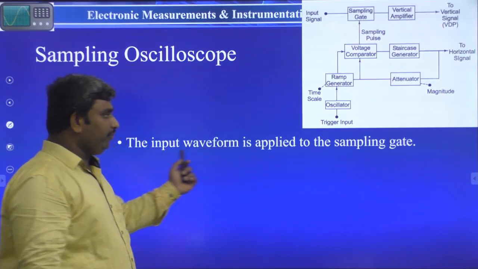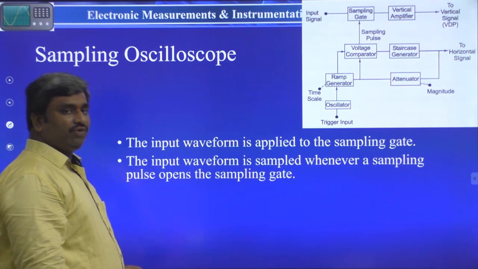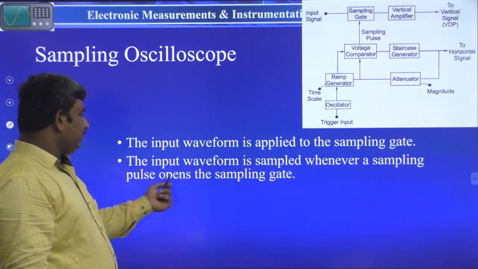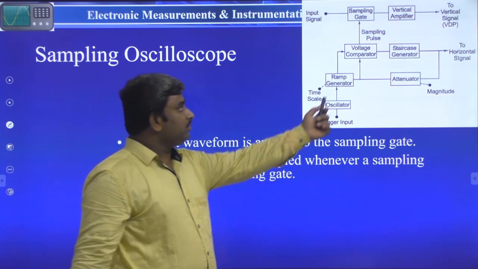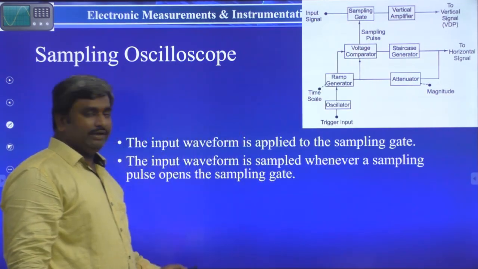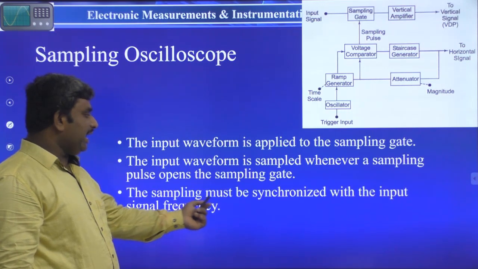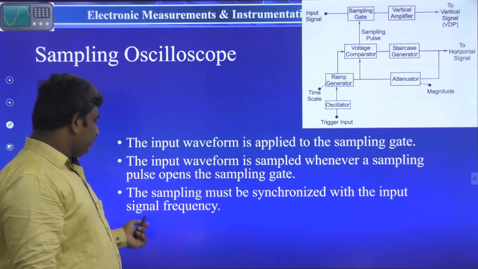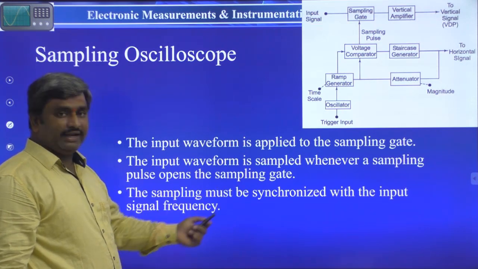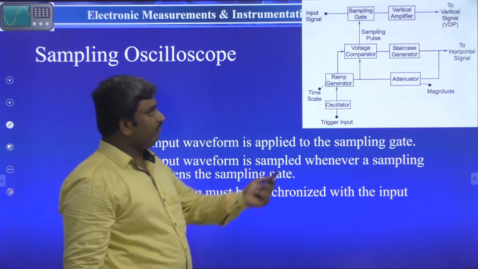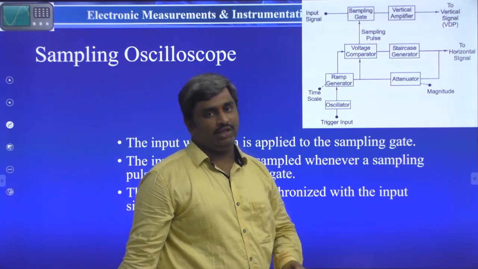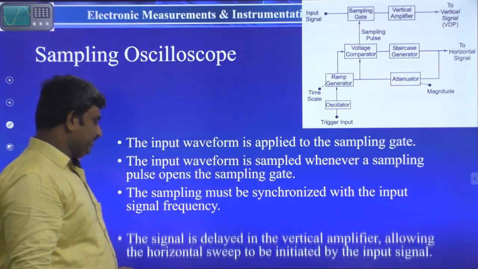Right. The input waveform is applied to the sampling gate, that we know. The input waveform is sampled whenever a sampling pulse opens the sampling gate. So whenever the sampling pulse is coming, the sampling will be done here. The sampling must be synchronized with the input signal frequency. So whatever sampling pulses you are giving should match the input signal's frequency.